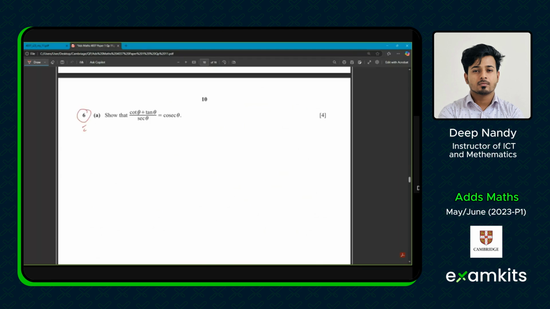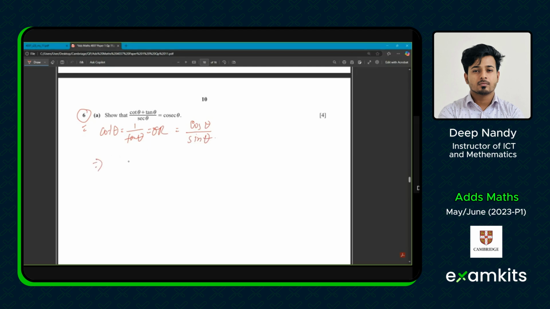Now moving onwards, we have reached question number 6. We have been given that cot theta plus tan theta divided by sec theta, and we need to prove that it equals to cosec theta. Now we're going to break that into simplest forms. Cot theta is written as 1 by tan theta or cos theta by sin theta.